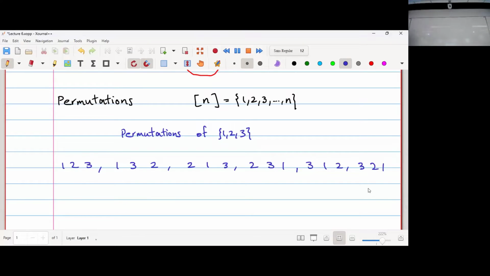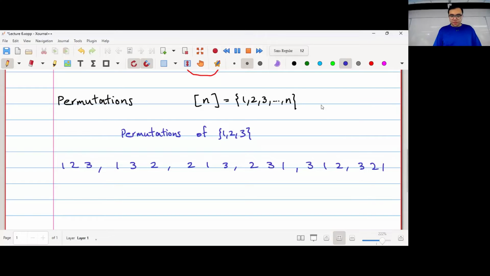So there are 6 ways of writing the numbers 1, 2, and 3 in some order. And we call this permutations. So there are 6 permutations of 1, 2, and 3. Okay. Now, I want to count how many permutations I have if I have n numbers. So another way of thinking about this is that I have n people. I want to create a queue of this n people. How many different queues can I make?